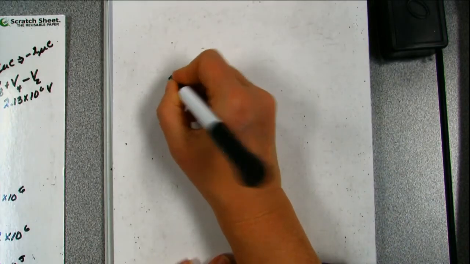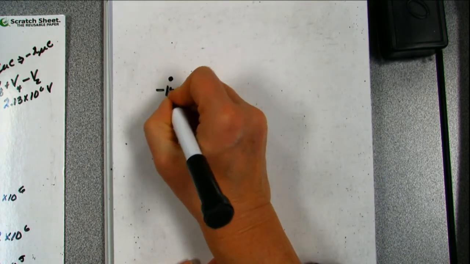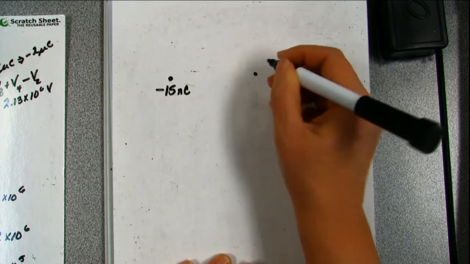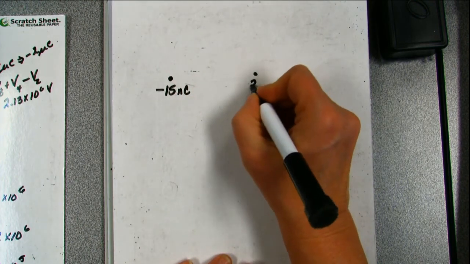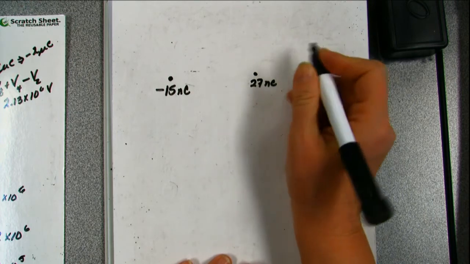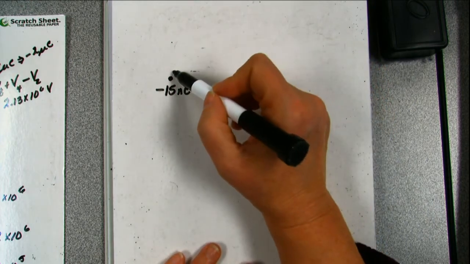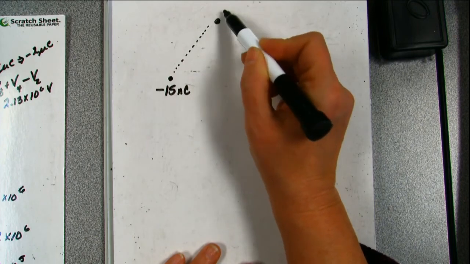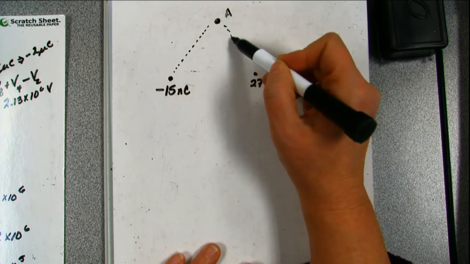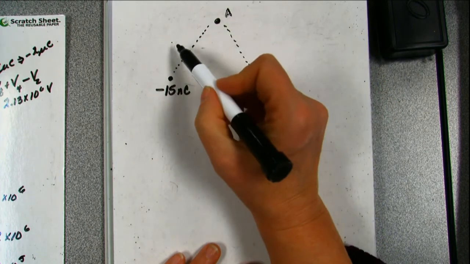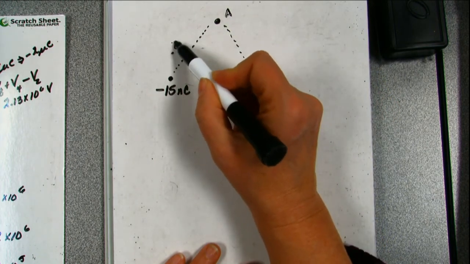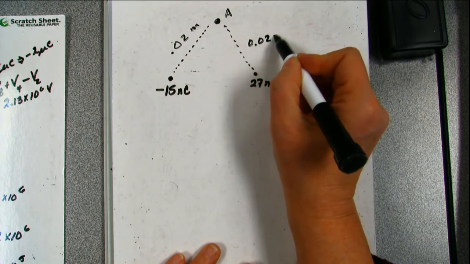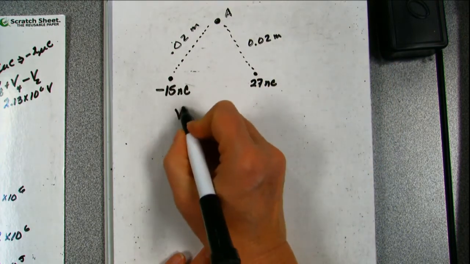I've got a charge of minus 15 nanocoulombs. I've got a charge of 27 nanocoulombs. This is my point A. And we're told that this is 0.02 meters, and this is 0.02 meters. I want to find the potential at A.